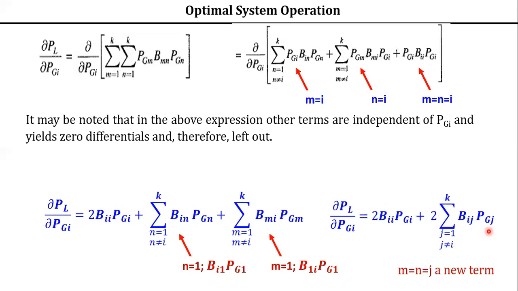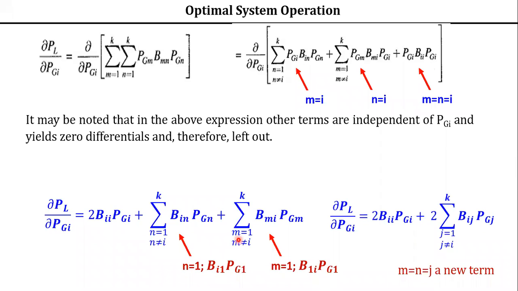Any doubts till this point? Hope you understood this term. How did you get this term here? Understood? If you want, you can analyze it, take a paper. When n is equal to 1, m is equal to 1, write an equation and one term you are going to get. What is that one? 2 times bi1 into pg1.